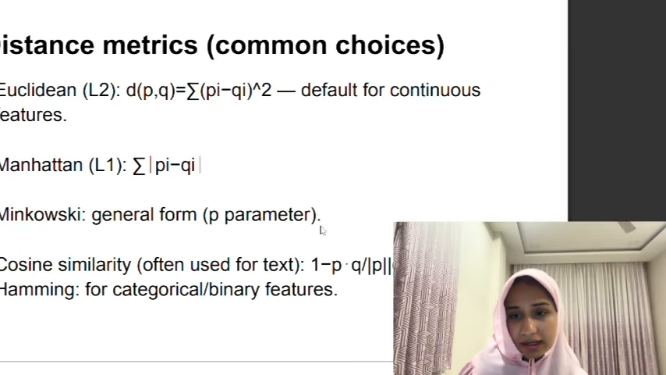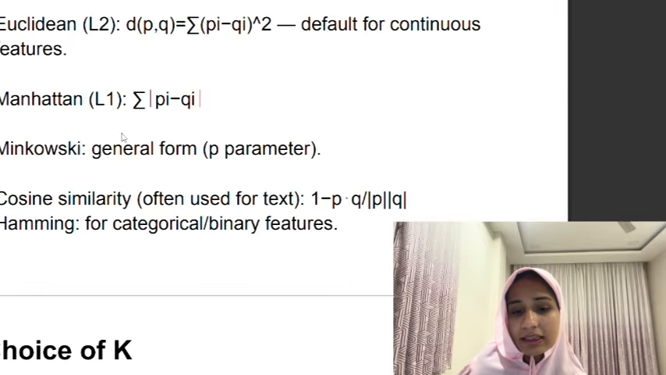So distance metrics, these are common choices. We have Euclidean, L2. The formula for the same is given on the screen. It is the default for continuous features. Then Manhattan, Minkowski, cosine similarity, which is 1 minus p dot q upon the norm of p into the norm of q, and Hamming for categorical or binary features. So these are the distance metrics which are common choices. Euclidean is the default for continuous features. Then Manhattan, Minkowski whose general form has a p parameter, cosine similarity, Hamming.